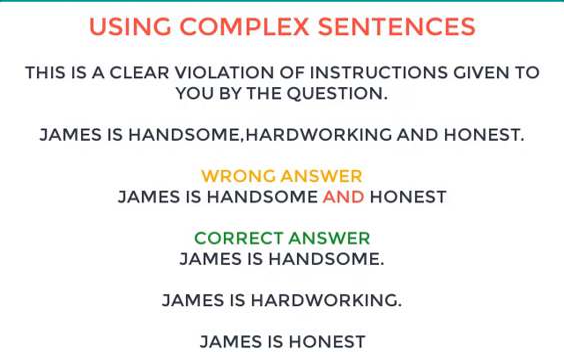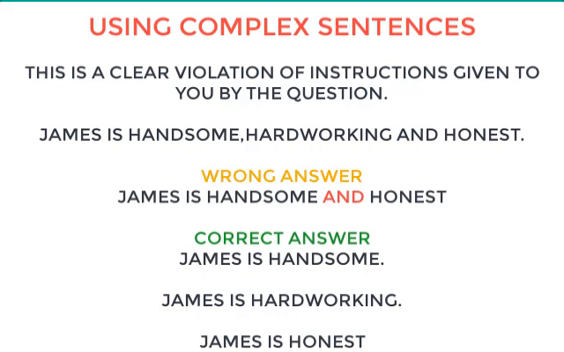2. Using complex sentences. This is a clear violation of instructions given to you by the question. Example: James is handsome, hardworking, and honest. In 2 sentences, one for each, summarize the qualities of James. You must express each point in one sentence.